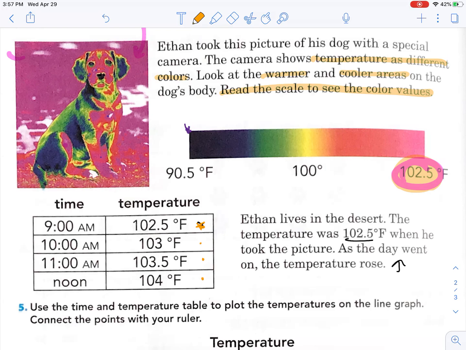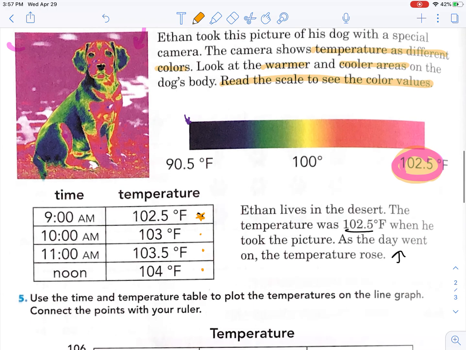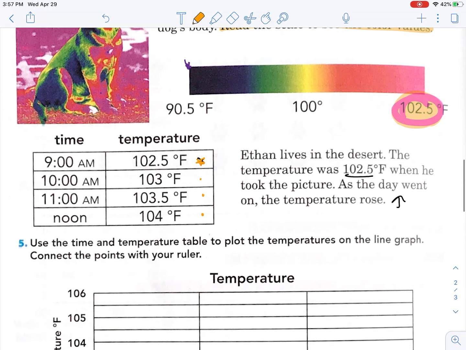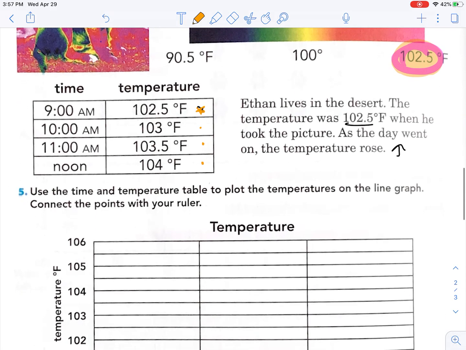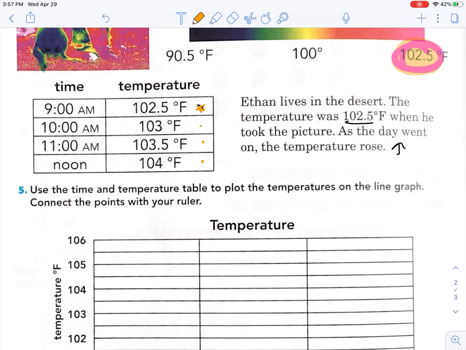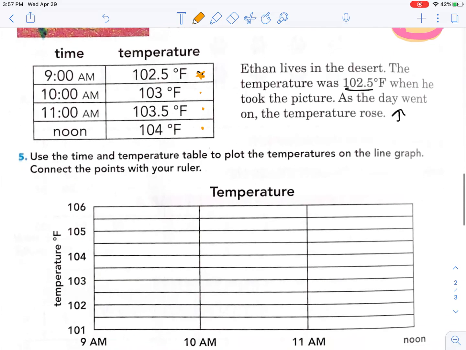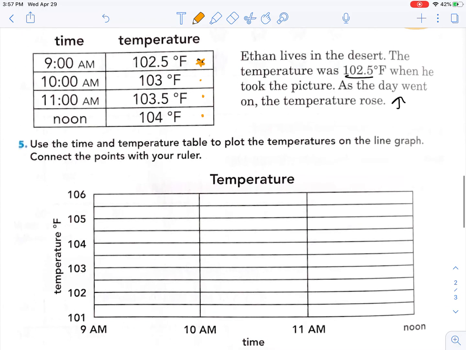It says, use the time and temperature table to plot the temperatures on the line graph. Connect the points with your ruler. Okay, I'm not going to use a ruler on this page. If you want to use a ruler, I know my friend Tegan loves her accurate lines with her ruler, so she might want to get one out. But if you just want to draw the straightest line you can, that would be great.